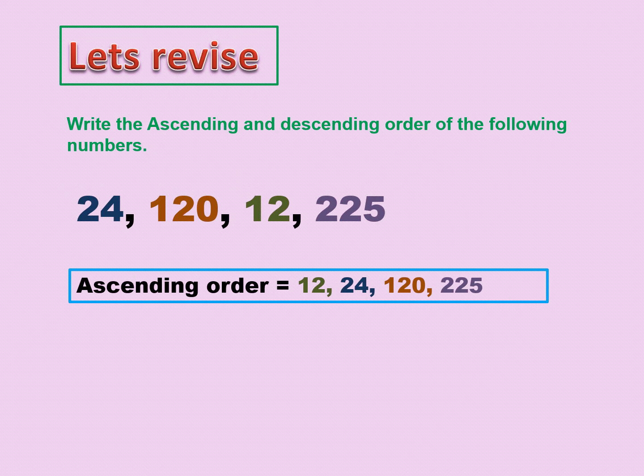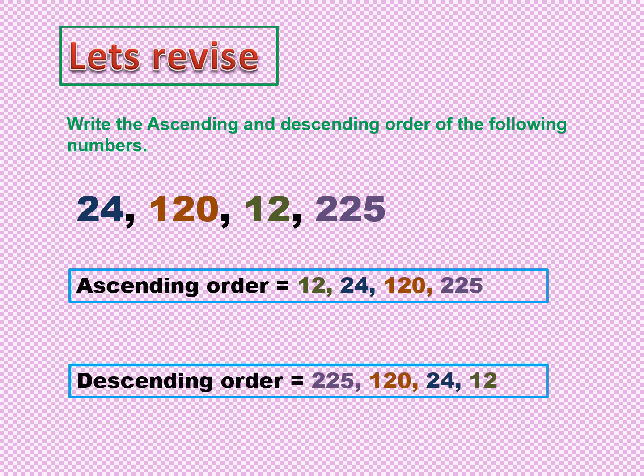Then we will write the next number 24. Now compare the numbers 120 and 225. In the number 120, 1 is the hundreds place digit and in 225, 2 is the hundreds place digit. 1 is smaller than 2. Therefore, 120 is smaller than 225. So, we are going to write 120 before 225. So, the ascending order will be 12, 24, 120 and 225. Descending order will be exactly opposite of ascending order. So first we are going to write 225, then 120, then 24 and 12.